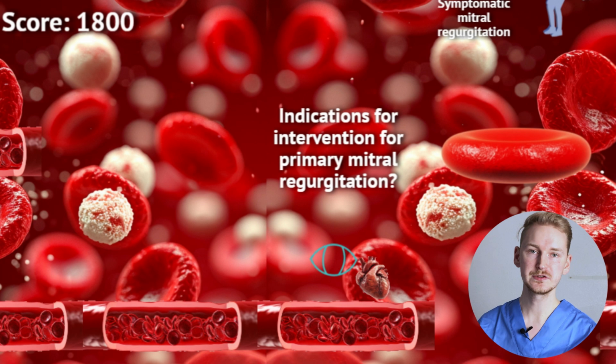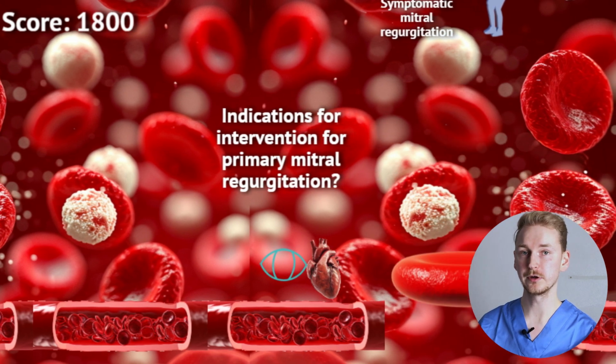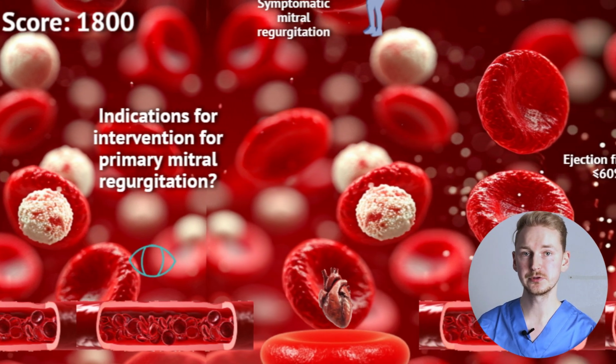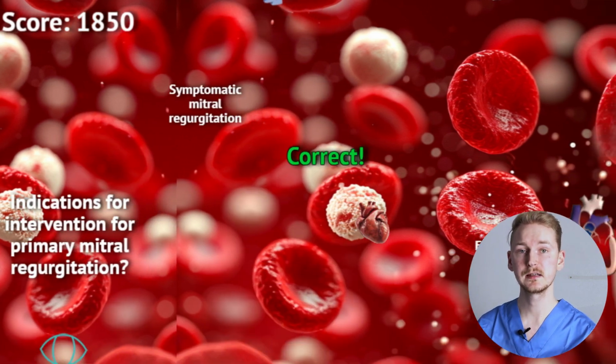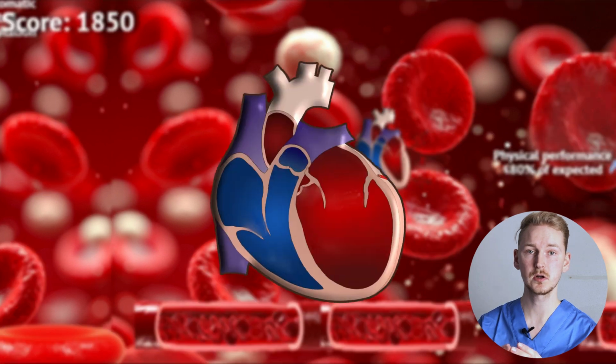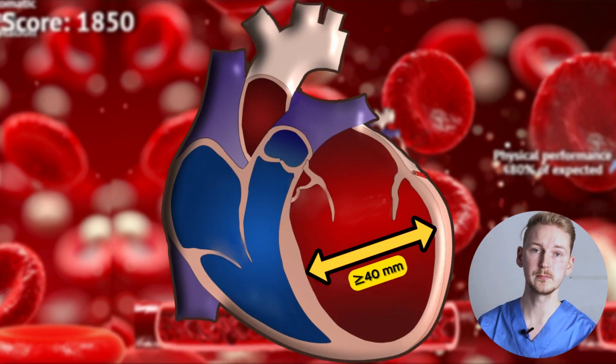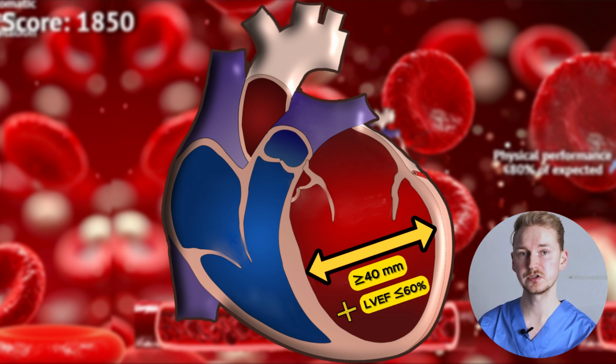Indications for an intervention in primary mitral regurgitation. It should always be treated with an intervention if it's symptomatic. If you have a dilated ventricle with an end-systolic diameter of over 40 millimeters, it should be treated with an intervention if you have an ejection fraction less than 60%.